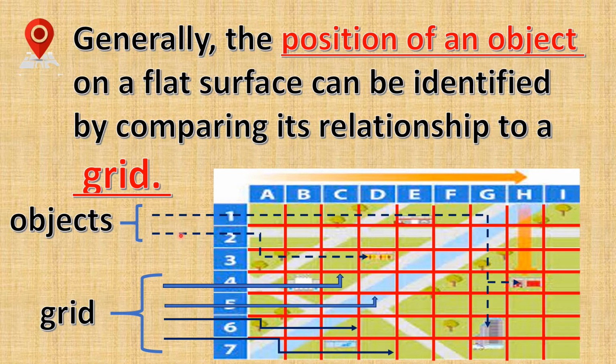Here it's a flat surface, so you can identify the position of an object by comparing its relationship to a grid. This one, the red line here, is what you call your grid. So these are the grids. This one, this one, this one. These are what you call your grids.